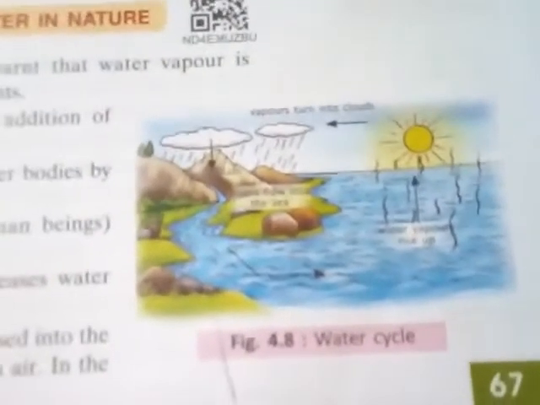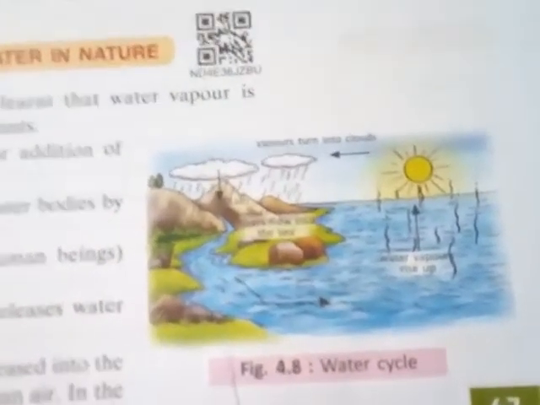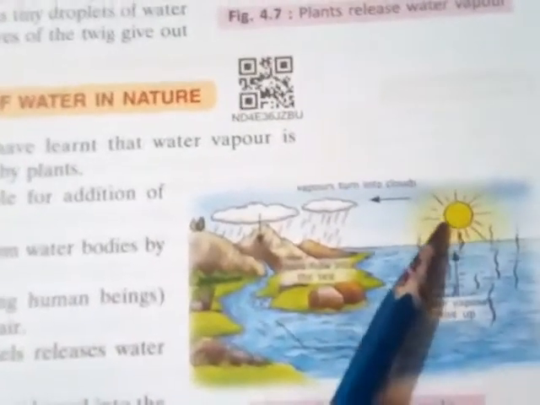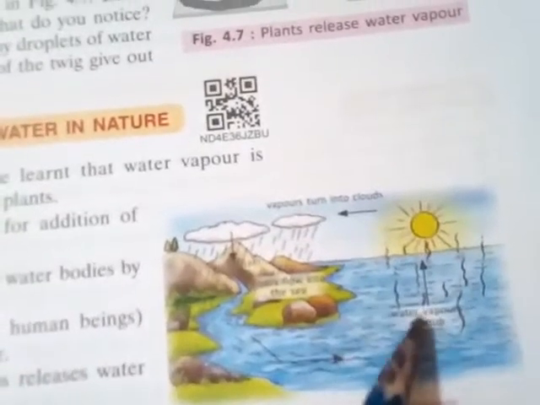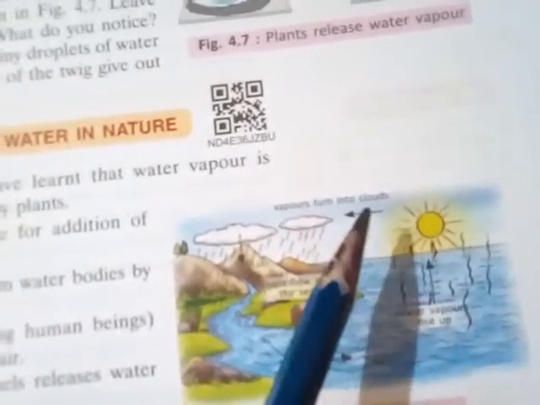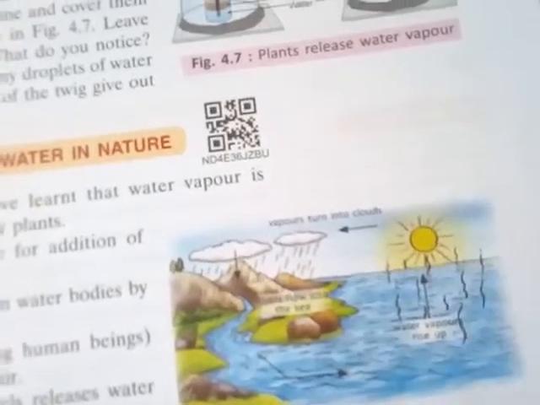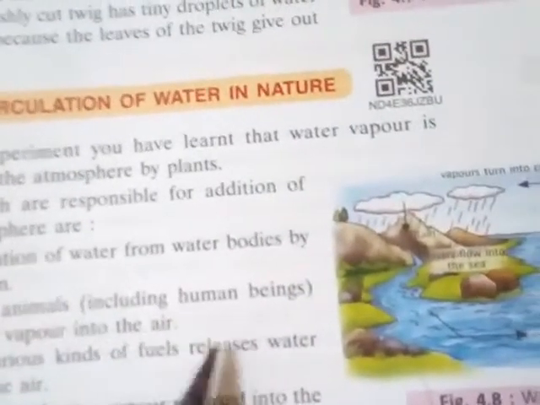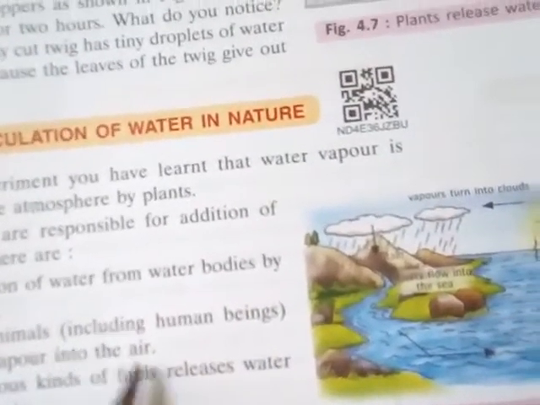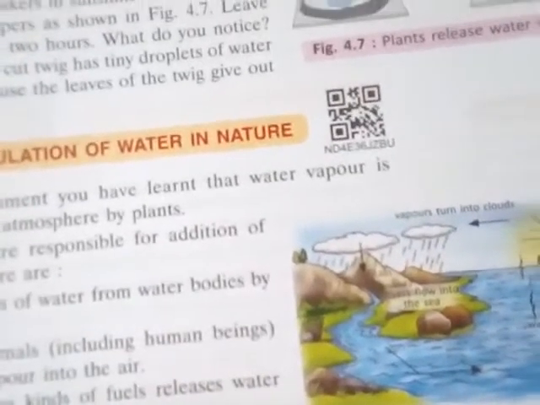If you see minutely, you can see the direct evaporation of water from water bodies by the heat of the sun. So this is the source of heat that falls on the water surface, and the water is evaporated, makes clouds, and then again rainwater comes and the water bodies are filled. The second point is that the breathing of animals, including human beings, releases water vapor into the air. This is also true, because in animals respiration happens, and at that time some water vapor is released into the air.